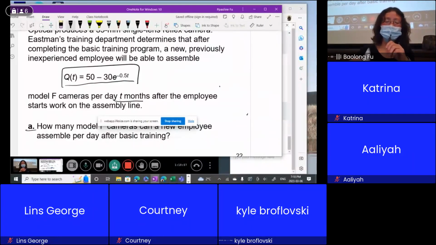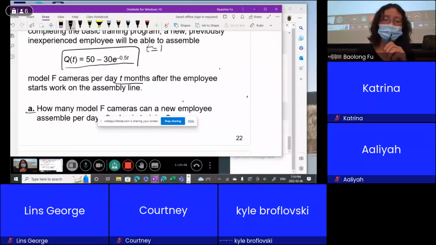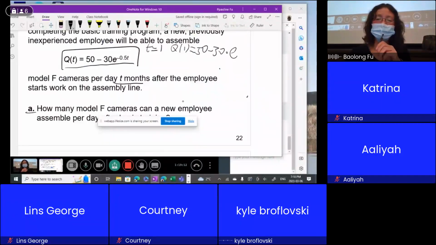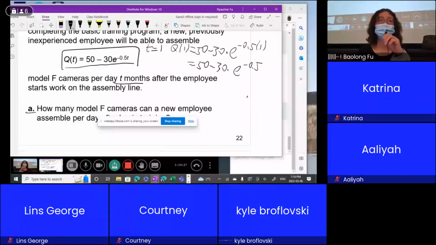So question B asks you, when t equals 1, what is Q? Okay, so when t equals 1, Q1 equals 50 minus 30 e to the negative 0.5 times 1. That is 50 minus 30 e to the negative 0.5. So how do I calculate this number? Excel.